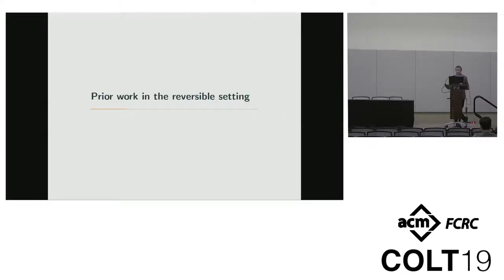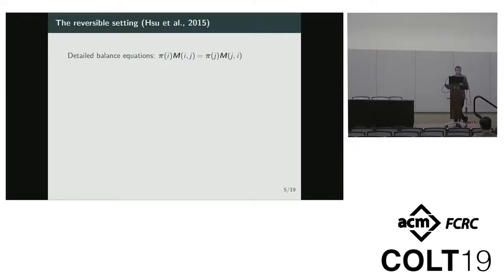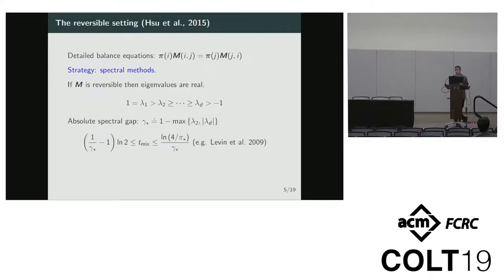There has been some prior work in this estimation problem in the reversible setting by Hsu and others in 2015, where they assume that the chain is reversible. So the chain is reversible when those equations are satisfied. And the strategy, where this leads you, is to spectral methods. Why is that? Because if your chain is reversible, then it has a complete set of real eigenvalues. You can order them. And there is this nice property that if you take the gap between the two largest eigenvalues in magnitude, this gives fair control over the mixing time up to some logarithmic gap.